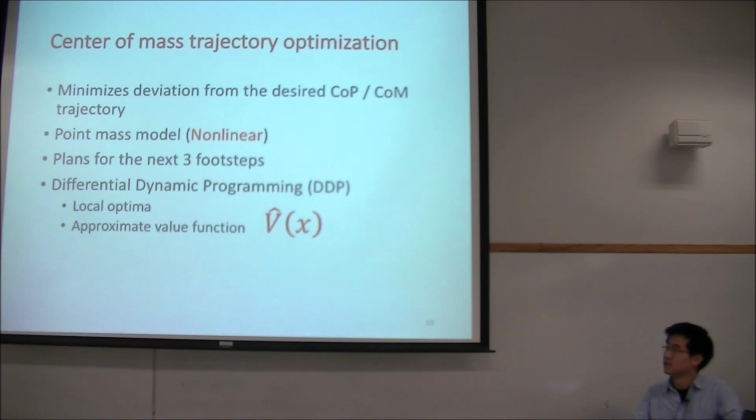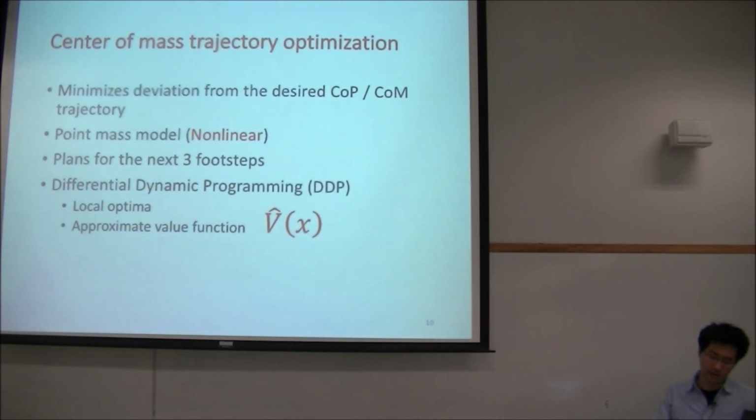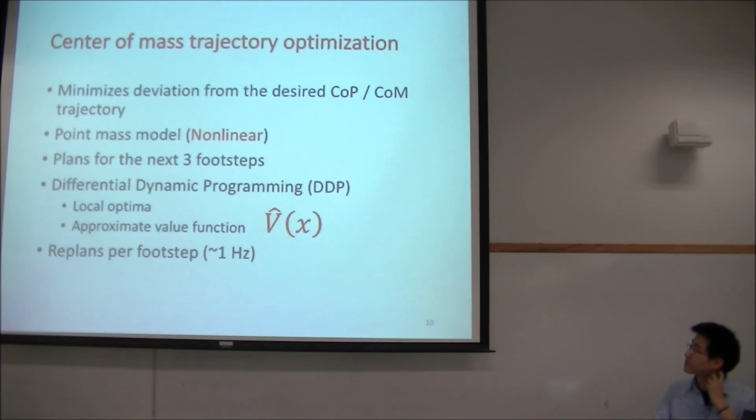Aside from the optimized trajectory, it also gives us local approximations for the value function and also a linear optimal policy along this trajectory. So I'm replanning, rerunning this process every time I take a new step. That's roughly on the order of 1 Hertz.